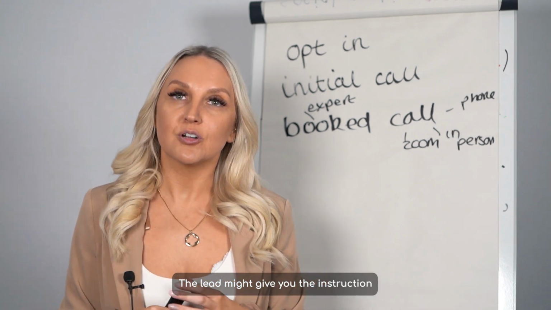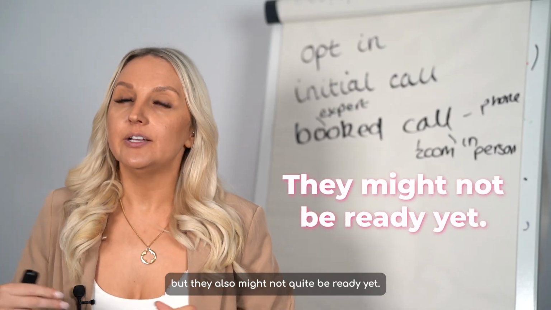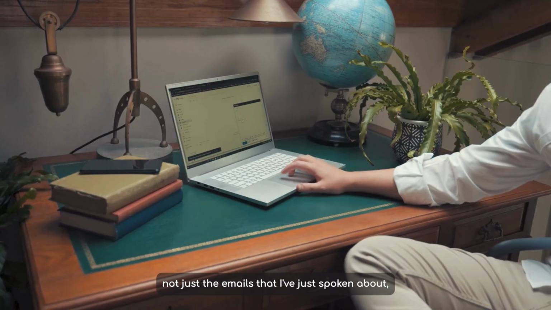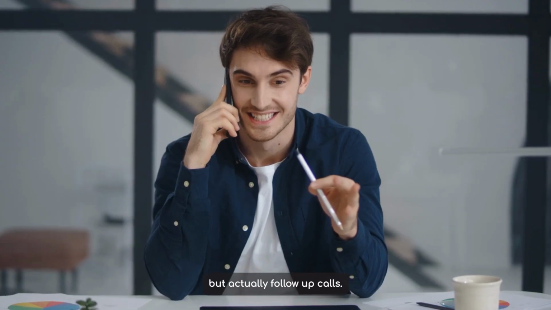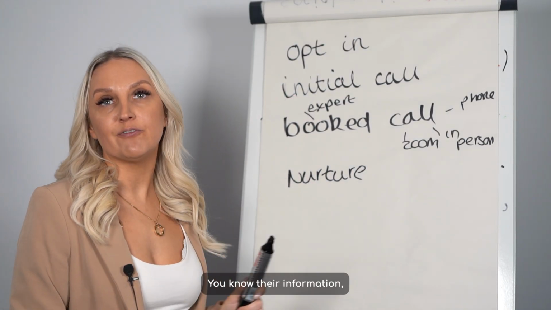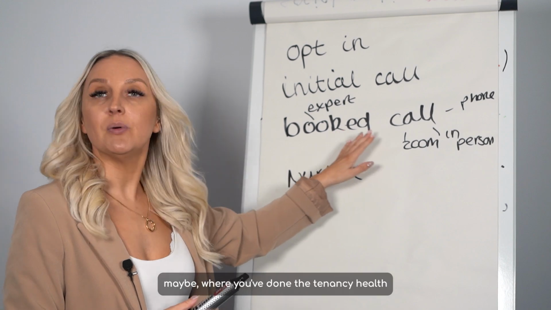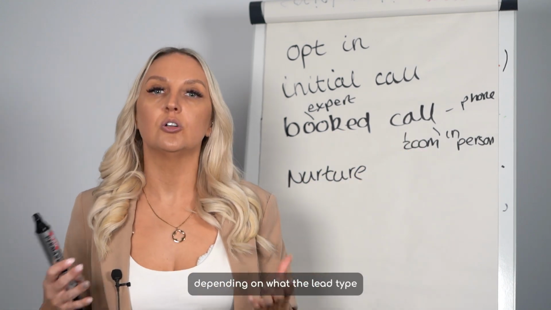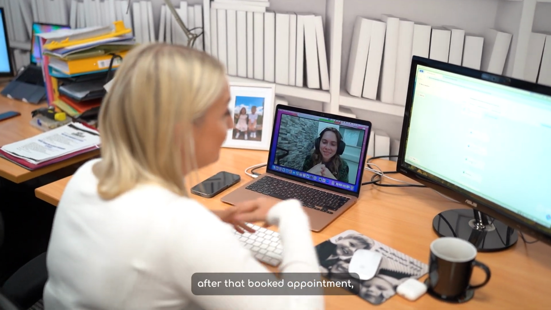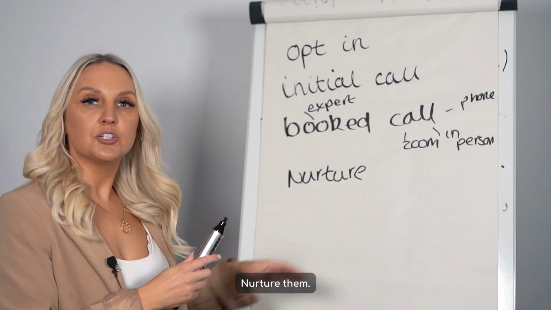After this book call, the lead might progress. The lead might give you the instruction to sell their property. They might give you their property to manage, but they also might not quite be ready yet. So you might have to have those extra nurture steps in, not just the emails that I've just spoken about, but actually follow-up calls. You've had that book call, you've had the initial call, you know their information, you know their pains, you know their desires, you know what they want to achieve. You've had a more formal call, maybe where you've done a tenancy health check or a market appraisal, depending on what the lead type is. Nurture them on follow-up. If they haven't given you their business after that booked appointment, then actually, what's their objection? What more can you do? Nurture them. Follow up.